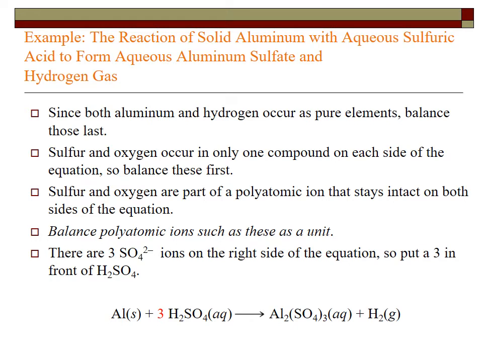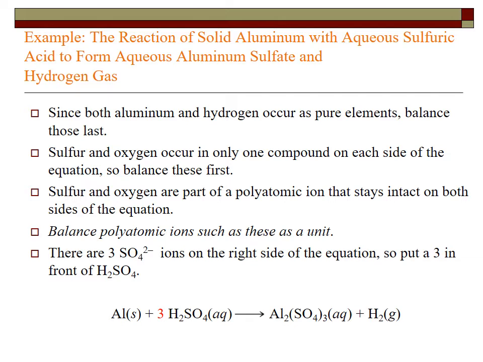Okay, so we look at our equation. Since both aluminum and hydrogen occur as pure elements, we balance those last. See how the aluminum is on the left-hand side and the hydrogen is on the right-hand side? We're going to balance those last.